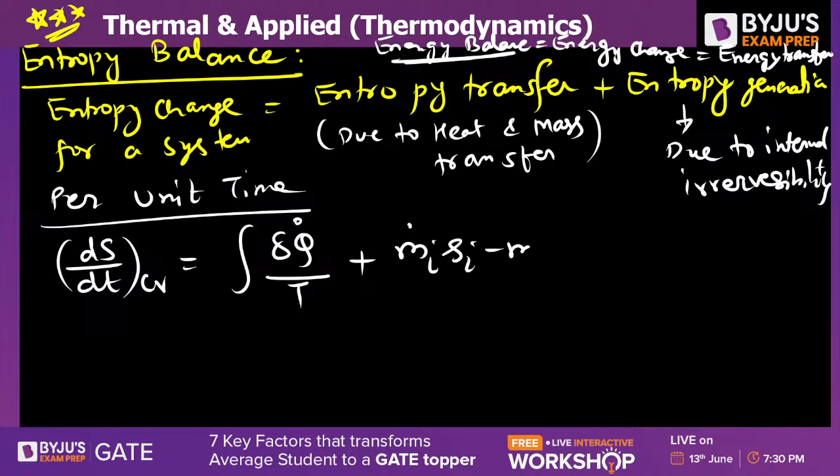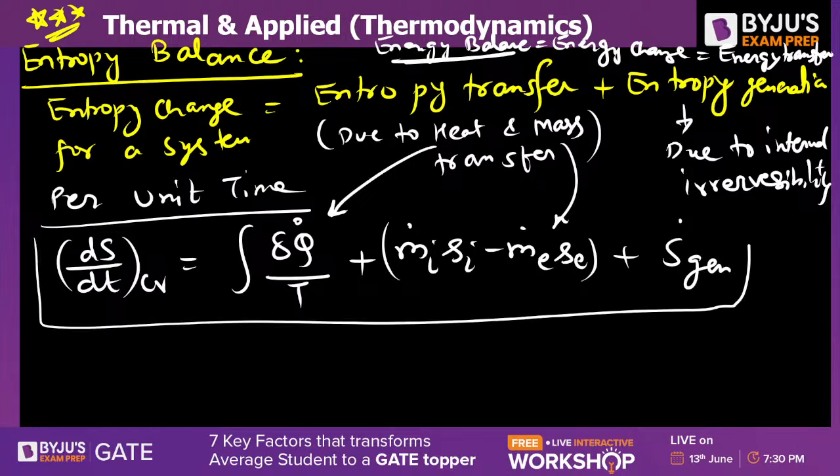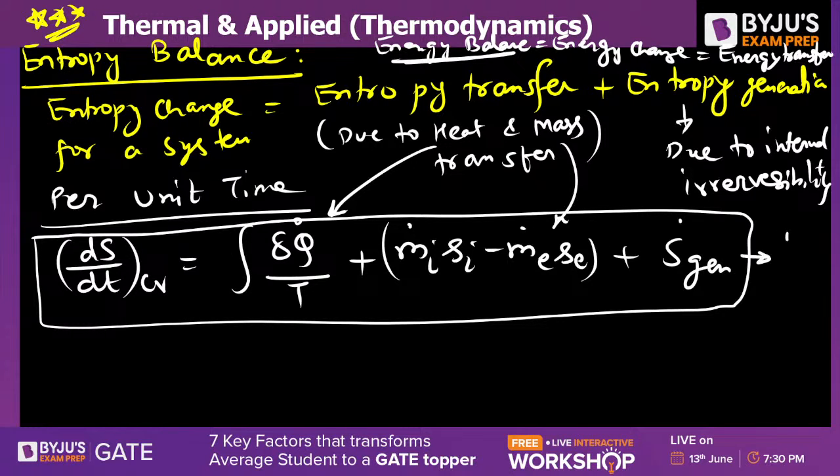Si minus m dot E into Se, that is due to mass transfer, and this is due to heat transfer, plus entropy generation. So it is per unit time. The unit is watt per Kelvin or kilowatt per Kelvin. This is the expression.